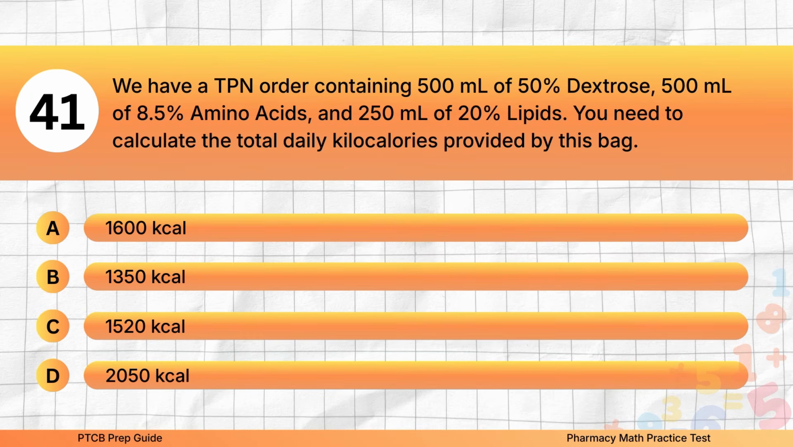Let's tackle a TPN calculation for question 41. We have a TPN order containing 500 milliliters of 50% dextrose, 500 milliliters of 8.5% amino acids, and 250 milliliters of 20% lipids. You need to calculate the total daily kilocalories provided by this bag. Your options are A. 1,600 kilocalories, B. 1,350 kilocalories, C. 1,520 kilocalories, or D. 2,050 kilocalories. Hit pause now and crunch the numbers.